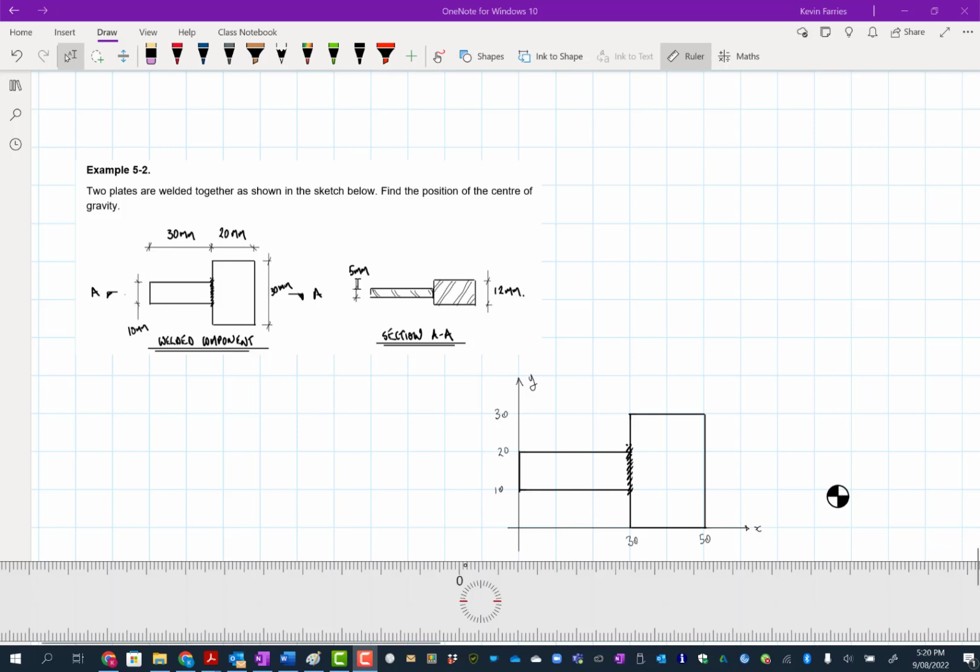For this problem, we've got two plates welded together. So we've got a thinner plate on this side. This is looking at section AA, so it's as if you've cut it along this line. This little arrow pointing down means you're looking down that way. And so that's what this means.